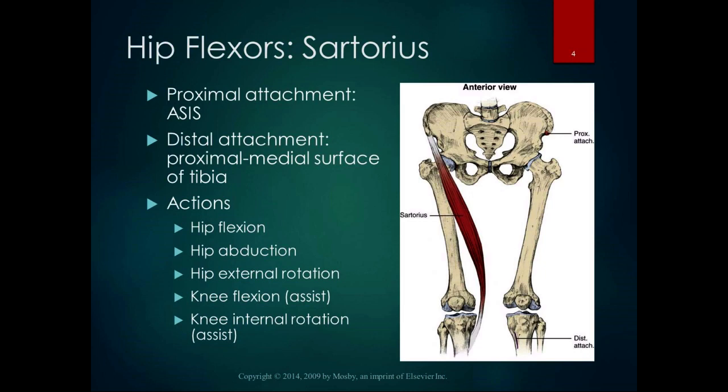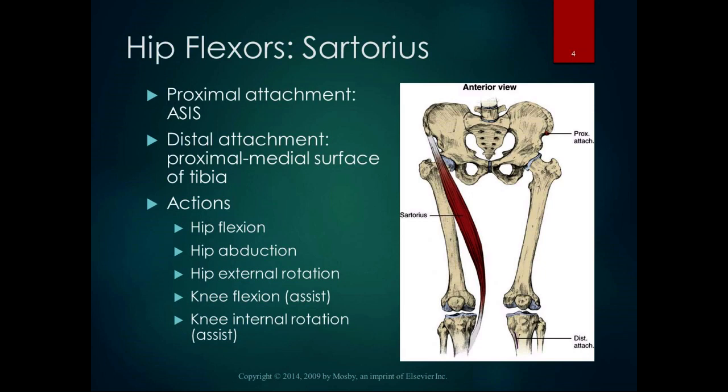Our other hip flexor, which isn't a major hip flexor, is the sartorius. It's the longest muscle in the body. It goes diagonally across the anterior thigh, and it's the most superficial muscle in the anterior thigh. It originates at the anterior superior iliac spine, and its distal attachment is the anterior medial aspect of the proximal tibia. It shares a common tendon with the gracilis and the semitendinosus, which is called the pes anserine.